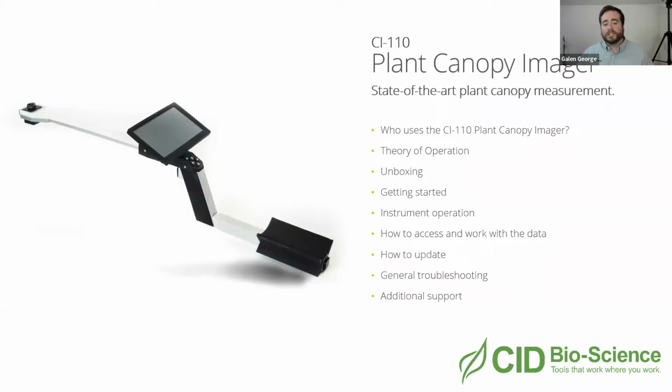So the 110 is a hemispherical photography instrument. It is used by ecologists and people in the forestry industry, as well as people in commercial agriculture, to essentially help monitor plant health, biomass production, things of that nature. And so it's a pretty versatile instrument. And as I just mentioned, it utilizes a technology that's called hemispherical photography. And it uses this as an indirect way to measure LAI, or leaf area index.